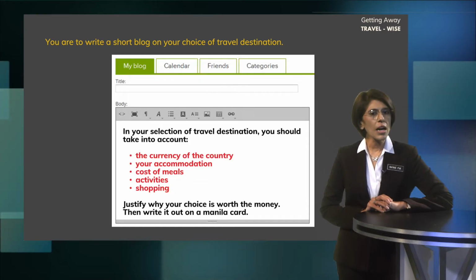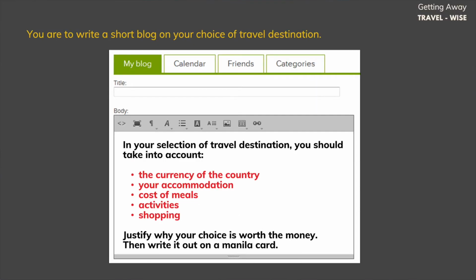Then she reads out the question. You are to write a short blog on your choice of travel destination. In your selection of travel destination, you should take into account 1. The currency of the country, 2. Your accommodation, 3. Cost of meals, 4. Activities, and 5. Shopping. Justify why your choice is worth the money. Then write it out on a manila card. Design your blog to be as attractive and creative as you can.